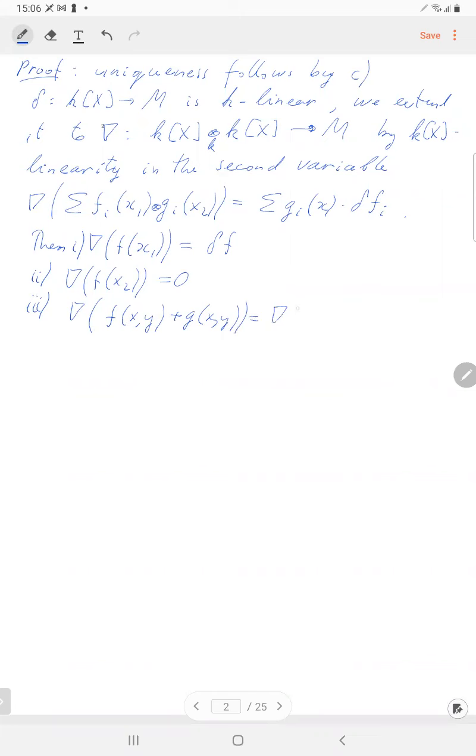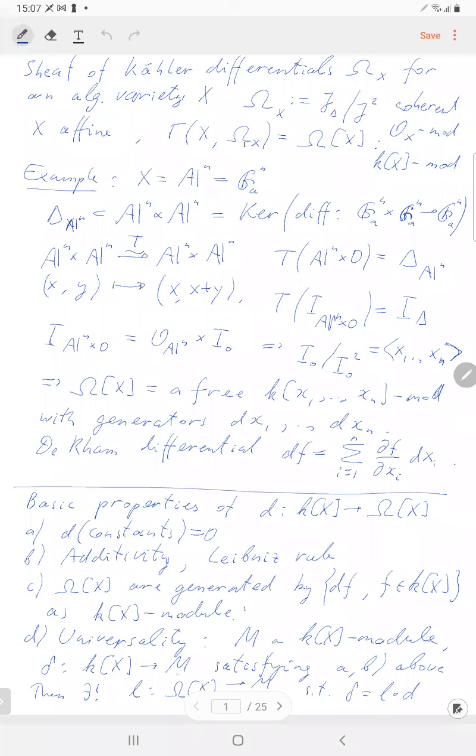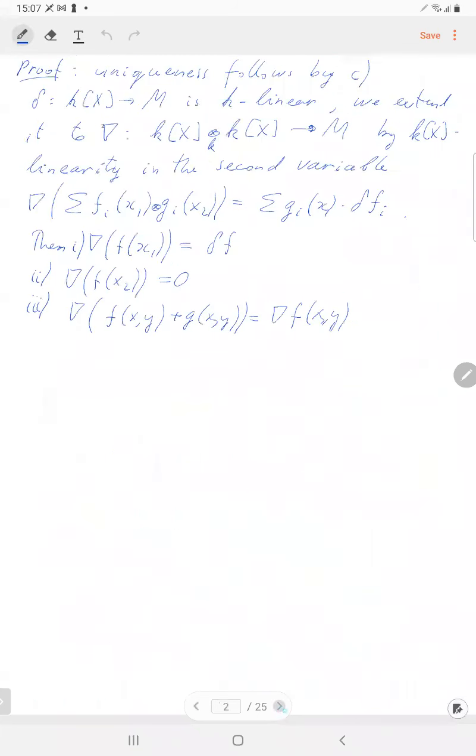Why did we introduce this delta now? Well, we're trying to construct this universal map L from scalar differentials to the module. And since scalar differentials are constructed via functions on the X square, we are using this nabla on X square.